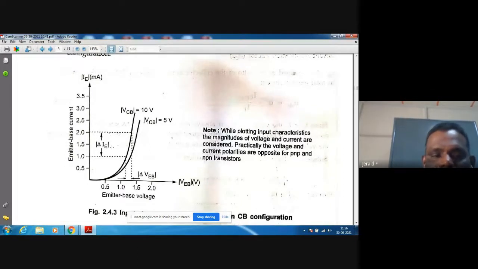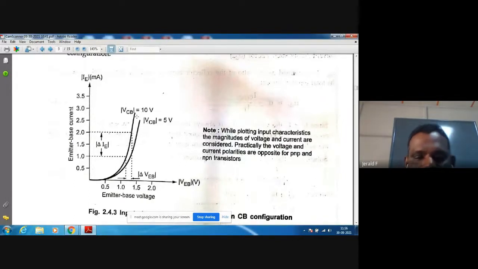Normally you go for the IE current. This is the emitter voltage, and this is the emitter current that will be calculated. The difference between these is called del V. So there are two values here, del IE and del V. V is nothing but the emitter base voltage, and along with it the emitter current. The input side is the emitter base, and the output side is the collector base.